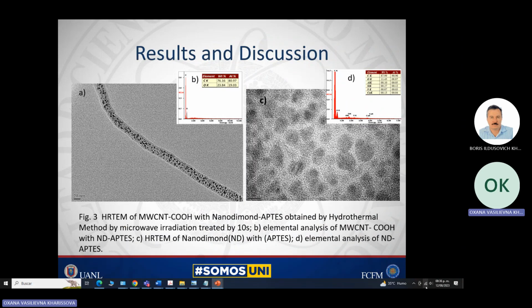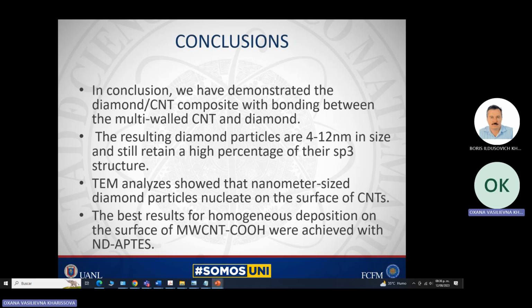We have elemental analysis of multi-wall carbon nanotubes with nanodiamond APTES, and we have elemental analysis of nanodiamond with APTES. We have small nanodiamonds of 4, 5, 12 nanometers. In conclusion, we have demonstrated the nanodiamond with carbon nanotube composite with a bonding between the multi-wall carbon nanotubes and nanodiamond, and the resultant nanodiamond particles are 4 to 12 nanometers in size and still retained a high percent of the sp3 structures.